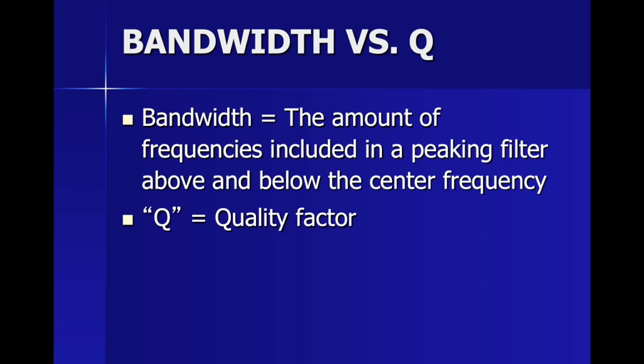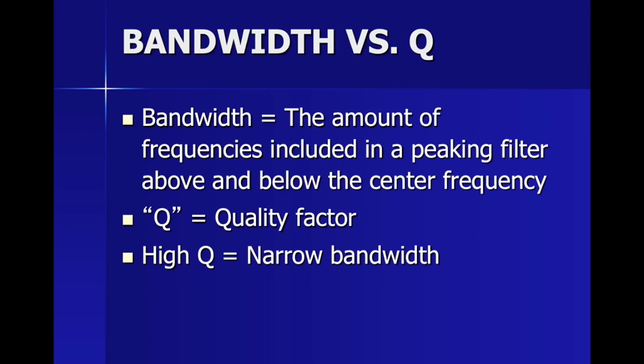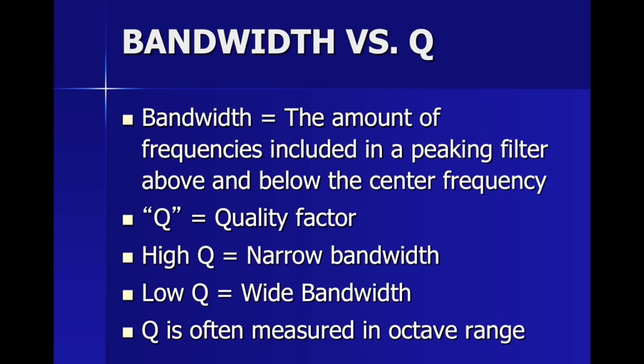The other name, Q, stands for quality factor. These two terms can be used interchangeably. They both mean exactly the same thing. But one tricky thing about Q is that when you say the Q is high, that actually means that your bandwidth is very narrow. So they're kind of opposite of each other in the way they're described. A low Q means that you've got a very wide bandwidth. And we usually measure Qs in octave ranges. This is a musical way of measuring frequencies, and you'll see this in a second when I show you some of the different types of filters that we work with.